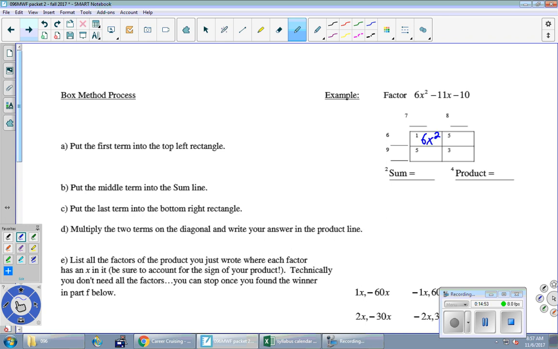Where does the minus 11x go? That's the sum, so put that down there. And then the minus 10 goes in the 3, the bottom right box. Good. And then the rest of the blanks we have to fill in, we have to create them. So you put your first 3 things in those spots every time. The fourth thing to do is to multiply to find the product on that diagonal. So 6x squared times negative 10, that's negative 60x squared.